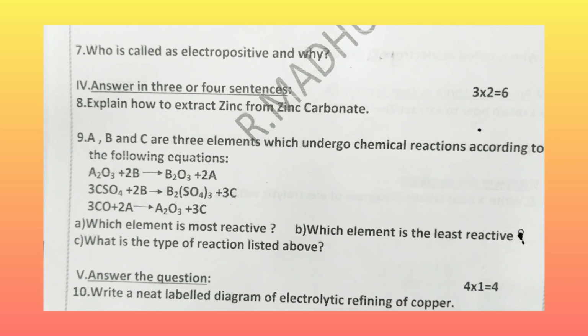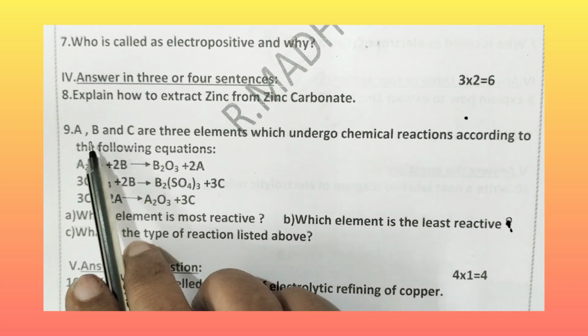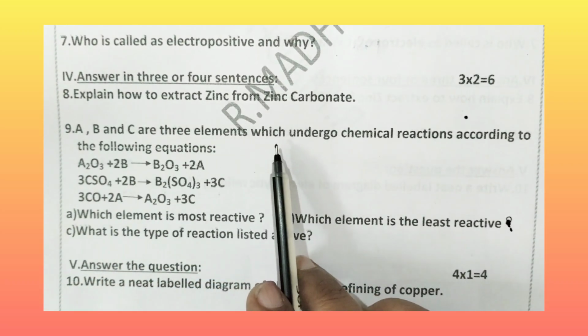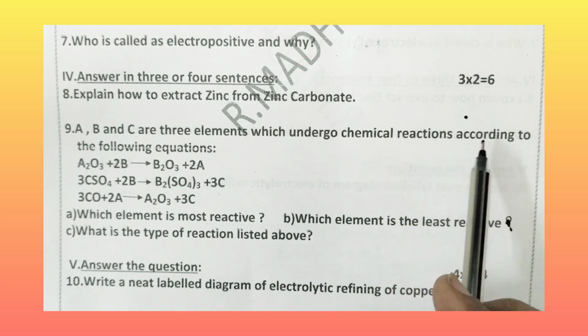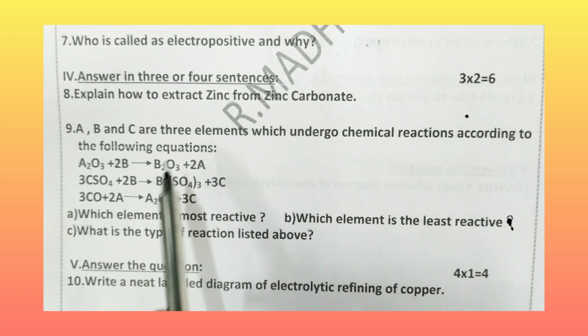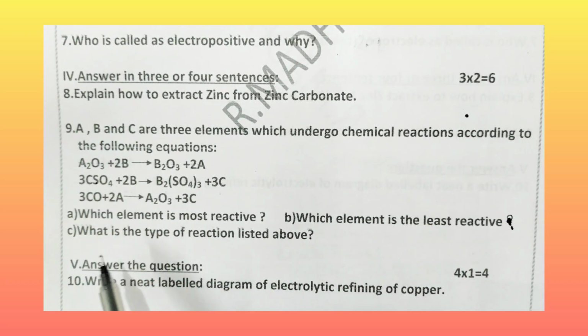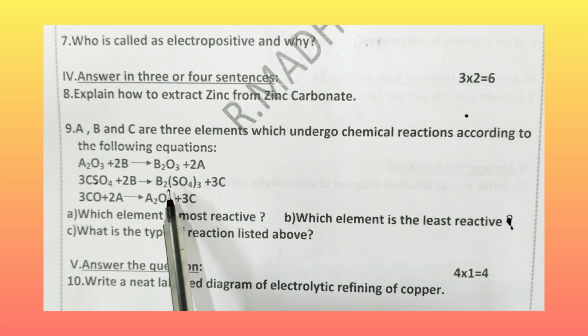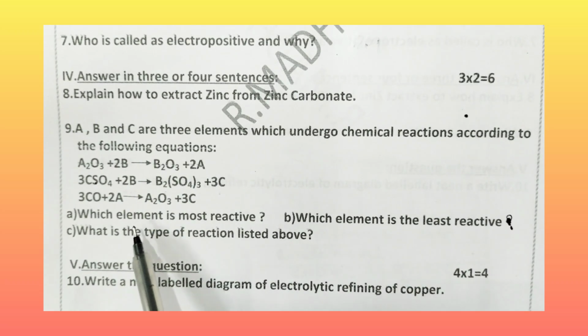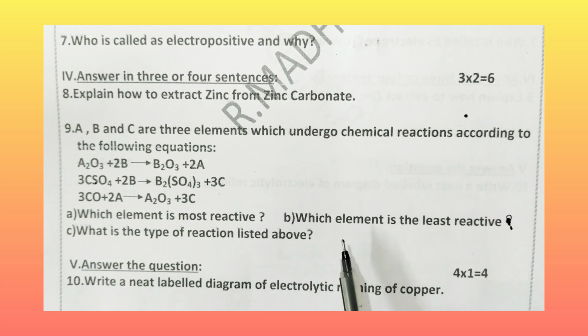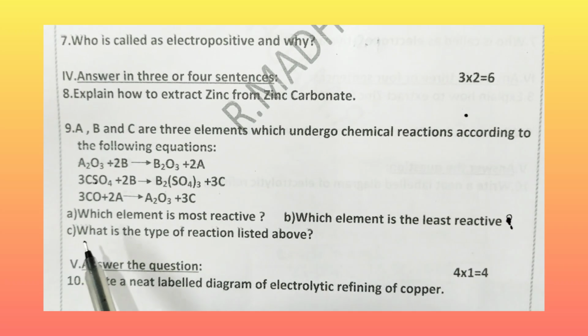In question number 9, A, B and C are 3 elements which undergo chemical reactions according to the following equations. So these are the 3 equations. By looking at these 3 equations, we have to answer which element is most reactive, which element is least reactive, and what is the type of reaction listed above.